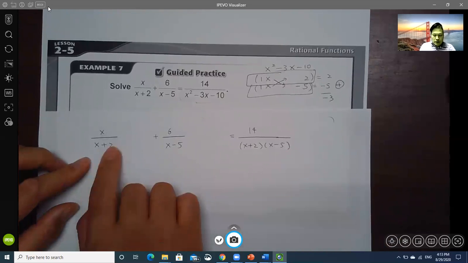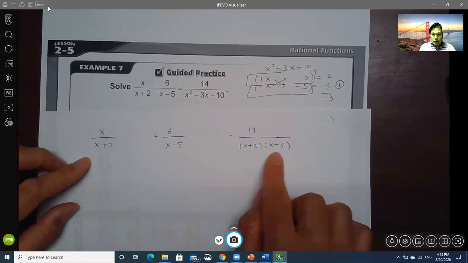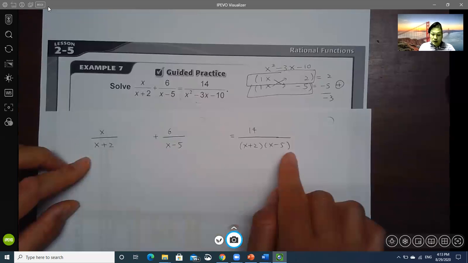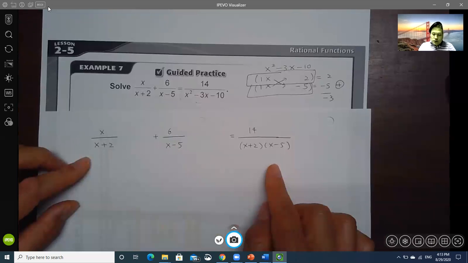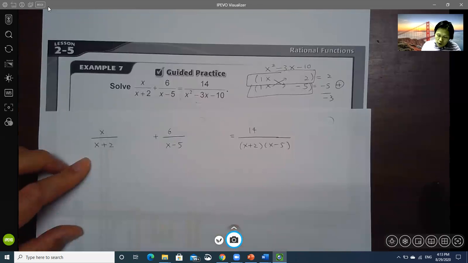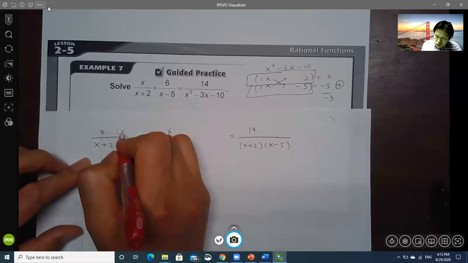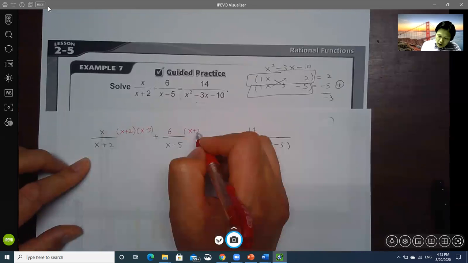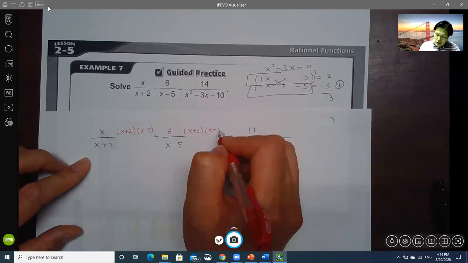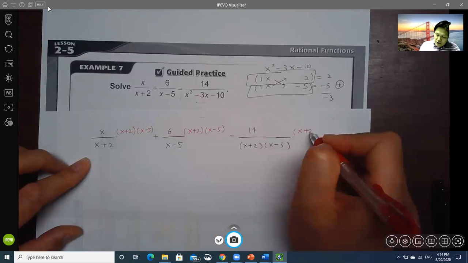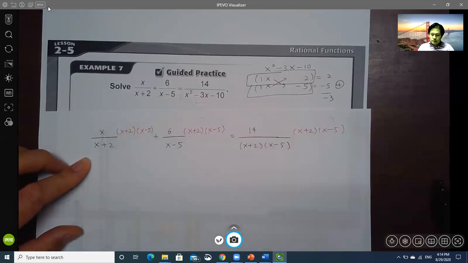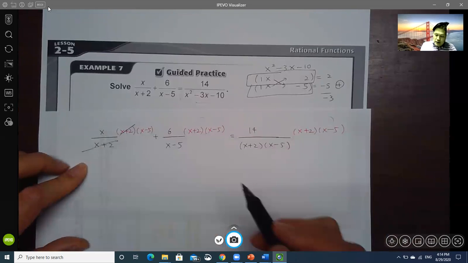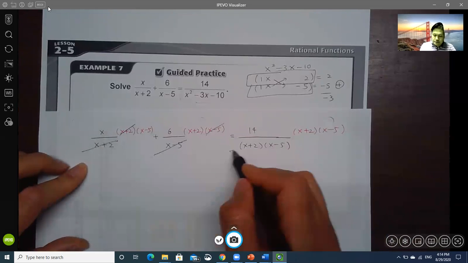This denominator, this denominator, this denominator. What's the least common multiple of all denominators? This. So I'm going to multiply by that everywhere: x plus 2 times x minus 5. Then what happens? Cancel this, cancel all that.